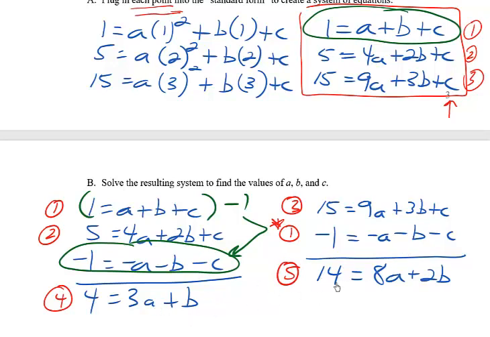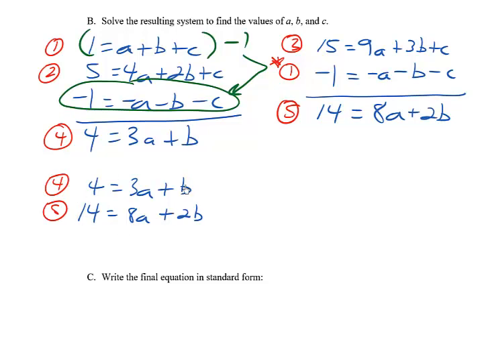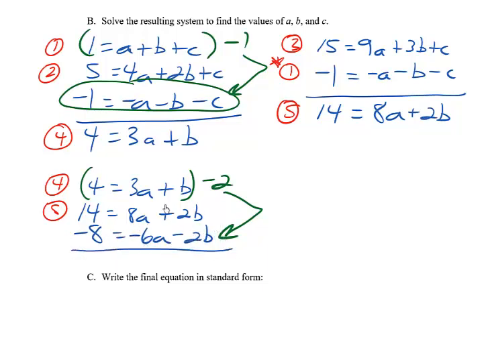Once I get to here, I now have a system of two equations with two variables, and my next step is to put those two equations together. And now I need to get rid of one of these letters. A looks pretty complicated. B looks pretty great though. I can fix equation 4 by multiplying through by -2, and that will turn it into -8, -6a, and -2b. And now if I add those bottom two equations together, I get 6 equals 2a.